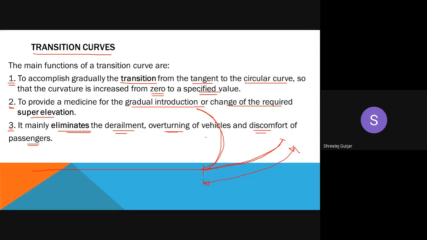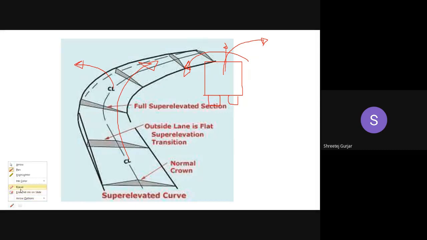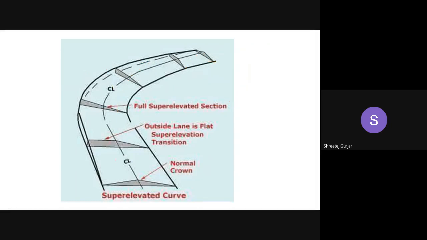And overturning of vehicles, right? Overturning of vehicles happens when you enter into a curve at very high speed. When you enter this particular curve at very high speed, what will happen? Your vehicle will overturn. It will just fall off the edge, right? Because you are going at very high speed and your inertia force will act on your vehicle. Suppose this is your vehicle, moving in this particular direction, and you are suddenly turning right. Your vehicle will overturn in this direction and it will fall off. So to avoid overturning, we provide a transition curve.